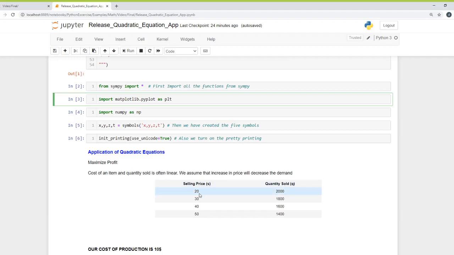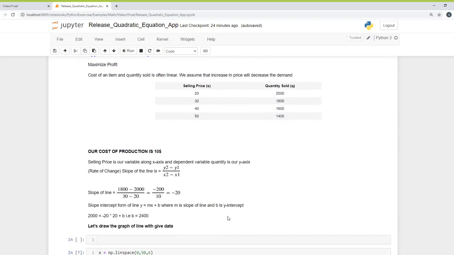So our selling price is 20, quantity sold is 2000; selling price 30, quantity sold is 1800. This means that as our selling price is increasing, our demand or quantity sold is decreasing. Our cost of production is $10. Selling price is our independent variable along the x-axis, and the dependent variable, quantity, is on the y-axis. The slope of the line, that is the rate of change, is equal to -20.